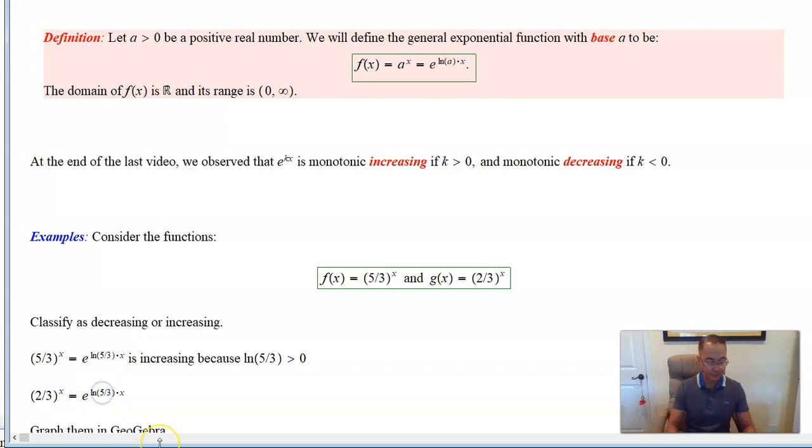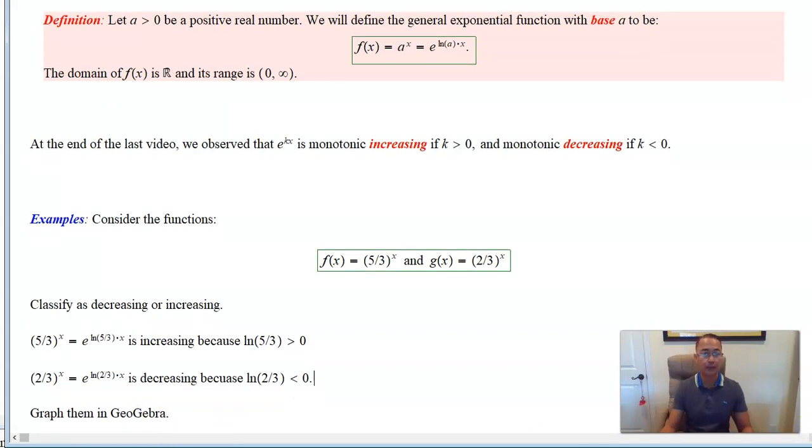So we'll change that 5 to a 2. This time, 2/3 is smaller than 1. So ln of 2/3 is now negative. We get a decreasing function. It's decreasing because ln of 2/3 is less than 0. Okay, so let us graph these two functions in GeoGebra. We will verify that they are increasing and decreasing respectively, and we will also be able to verify that the range is from 0 to infinity.